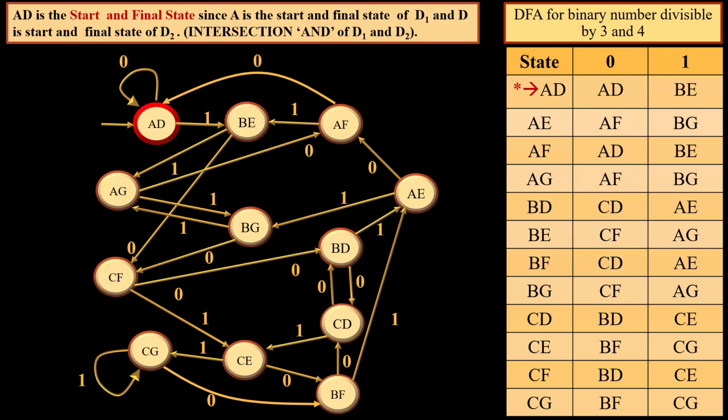Now we will consider AD as the start and final state, since A is the start and final state of D1, that is the first DFA, and D is the start and final state of D2. We are talking about intersection, that is number is divisible by 3 and by 4.